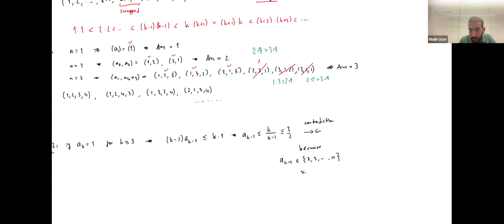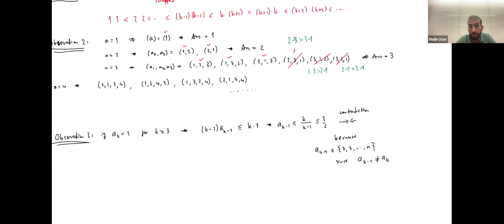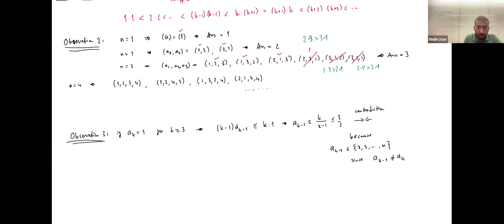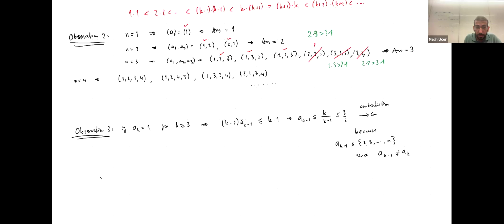Normally we know any element in this permutation is between 1 and n, but AK is already 1, so it's gone. The remaining things are these. The smallest thing here is 2, so this is greater than or equal to 2, and you can put 2 here. This has proven that consequently, A1 is 1 or A2 is 1.